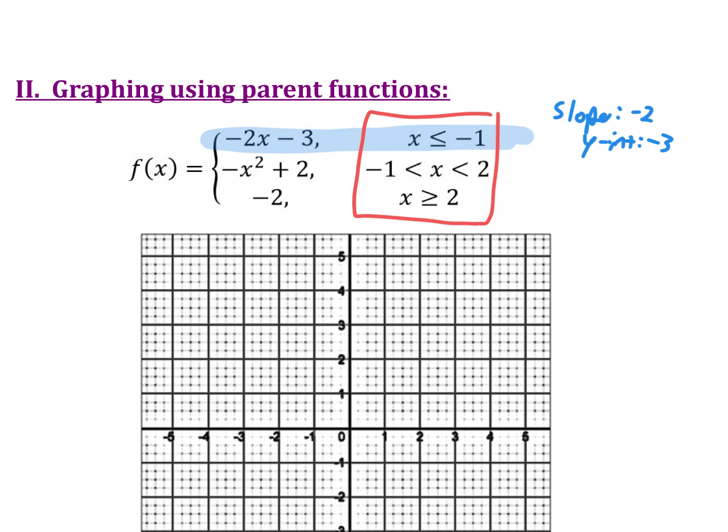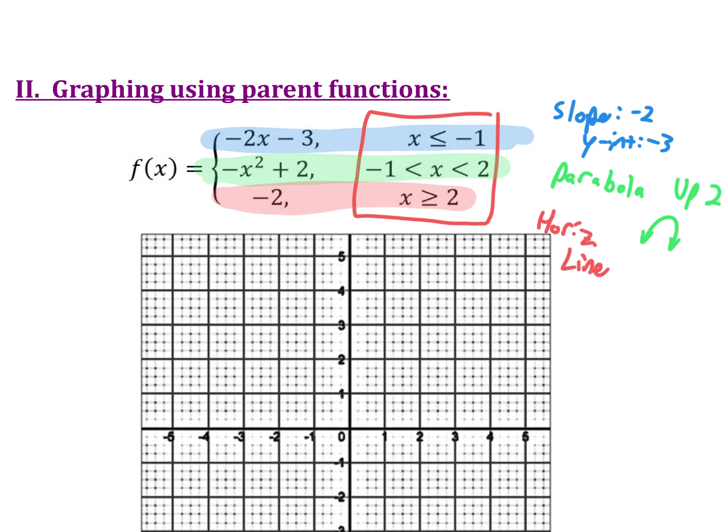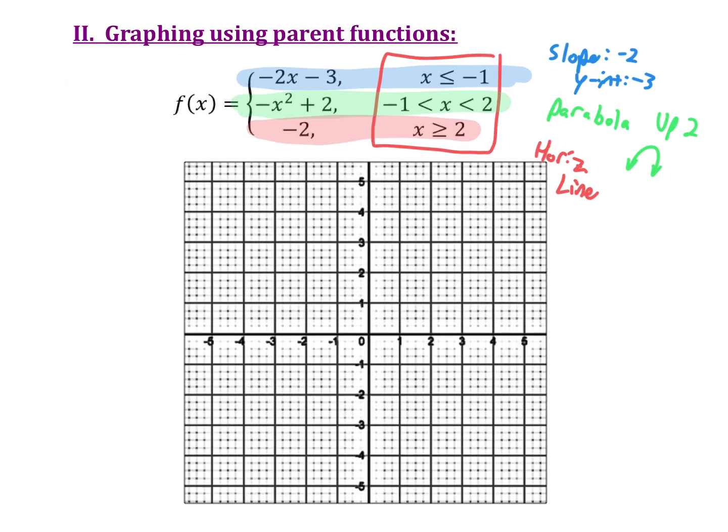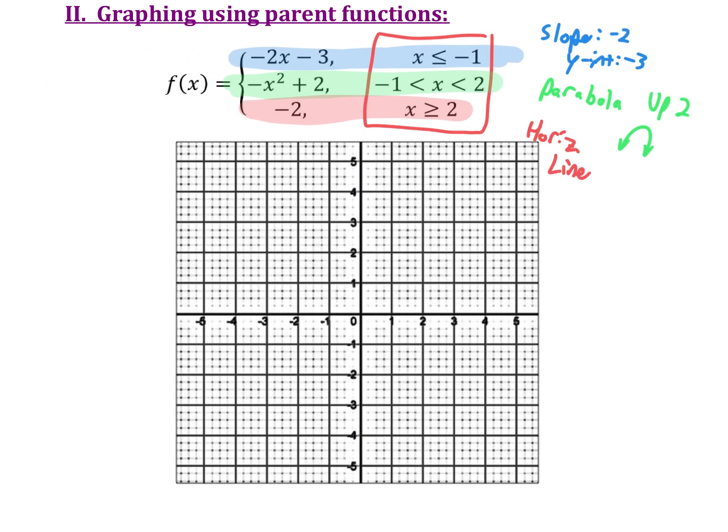Then my second function, this negative x squared plus 2. Well, that's going to be a parabola that opens down, and it went up 2 units. So it's going to look something like that. And then lastly, I have y equals negative 2. So that's just a horizontal line. That's going to have a slope of 0. All right. So I know generally what the shape of these 3 components is going to be.